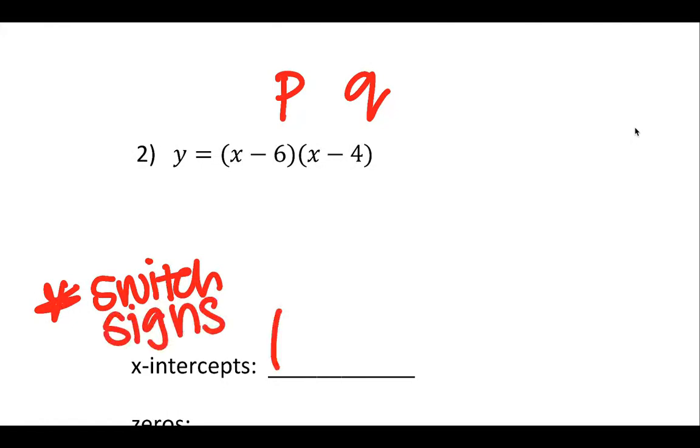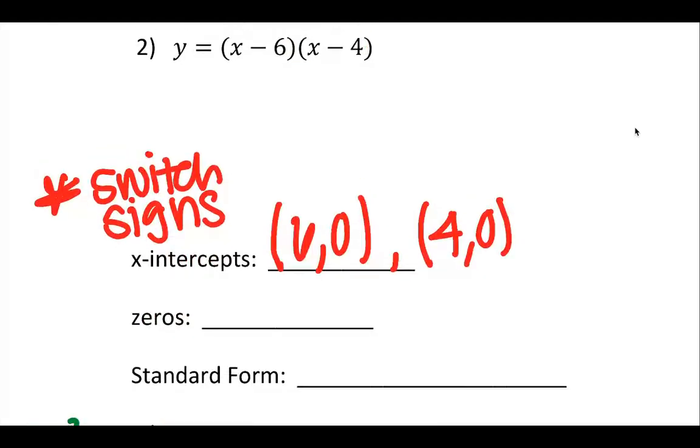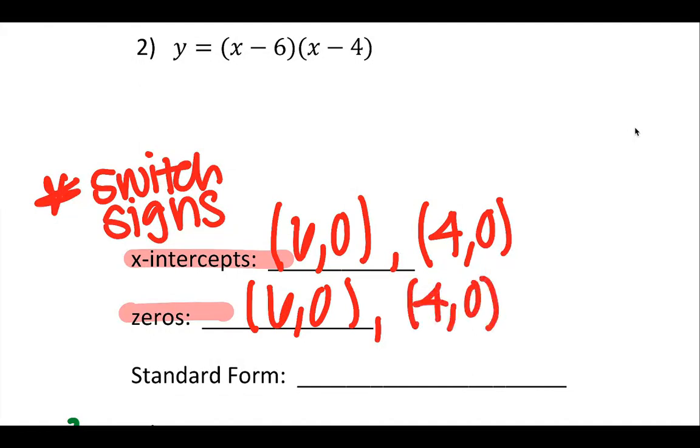So it's going to be over 6, 0 and 4, 0. Remember, these were negative and negative, but when I take them out, they're going to be positive. So that's why I got to switch the signs. Again, x-intercepts, zeros, literally asking the same thing, so I get to write the same exact thing. There's a little free answer.